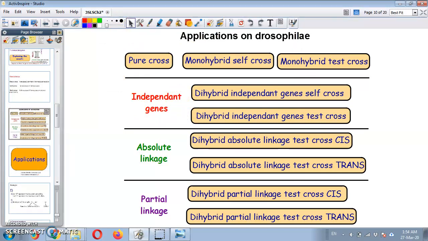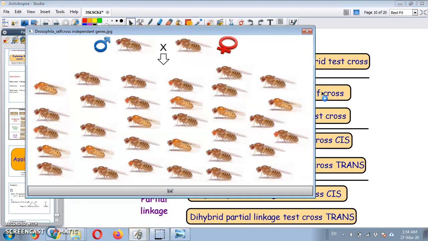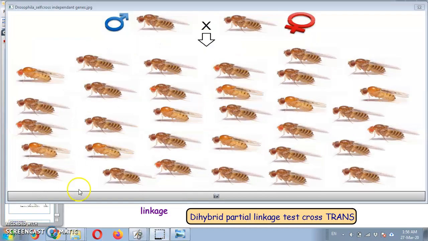Concerning the independent genes, in the case of self-crossing, both parents have the same genetic traits or phenotypes, expressing the same phenotypes. However, these Drosophila have four different phenotypic offsprings. For Drosophila having the characteristics or the phenotype of dominant alleles, these heterozygous Drosophila gave these offsprings. It is the case of self-cross.